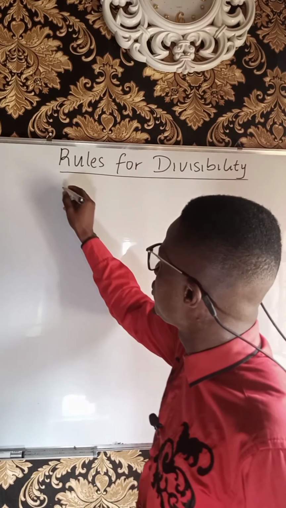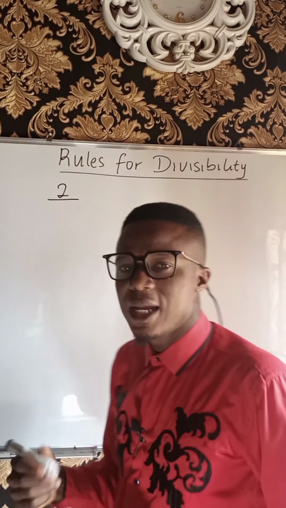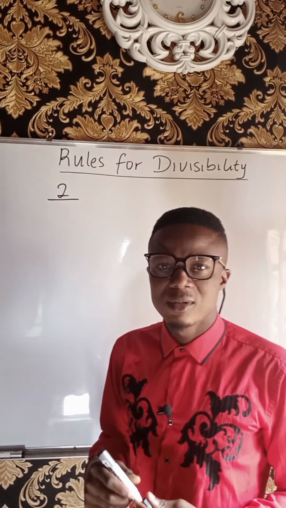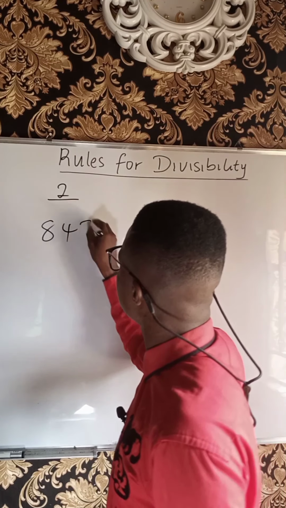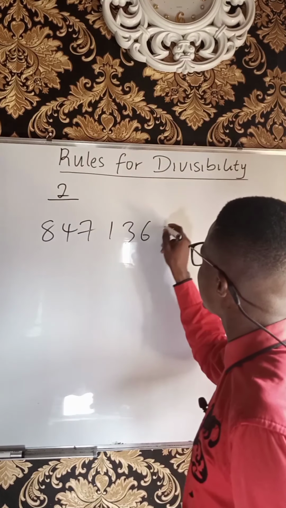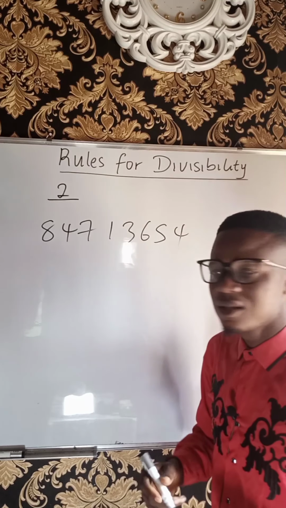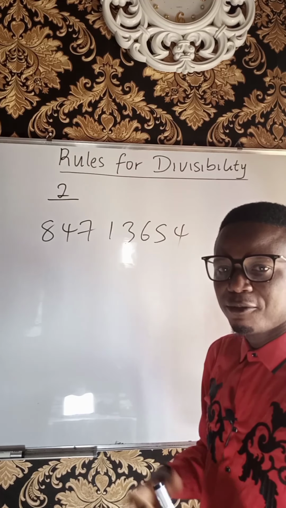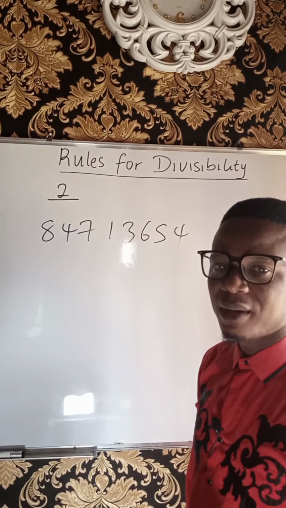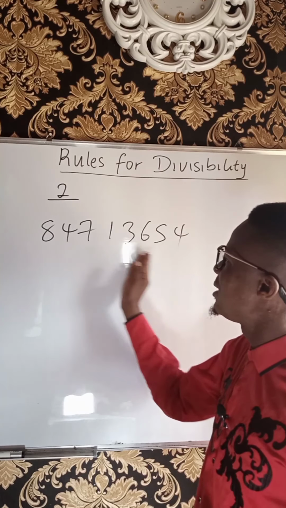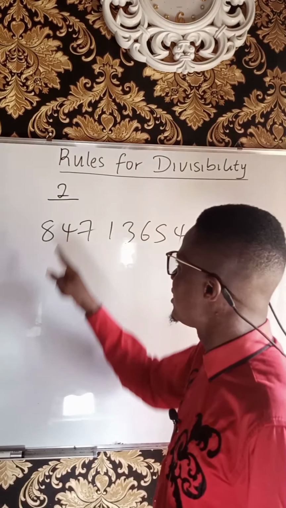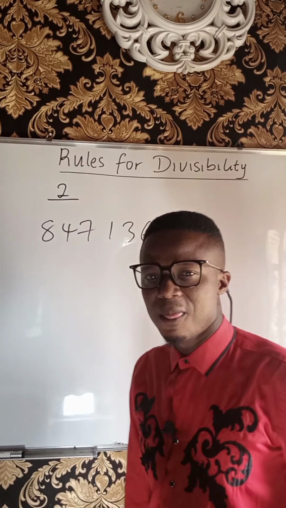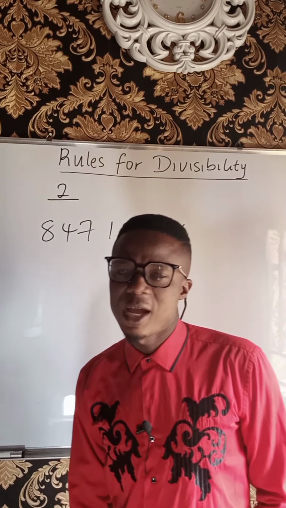So let us start with 2. How do you know that a number is divisible by 2? No matter how large the number is, let's say 84713654. Look at this very big number. For you to know if this number is divisible by 2, you would have to divide it, and if there is no remainder at all, you know that this number is divisible by 2. But that is a waste of time.